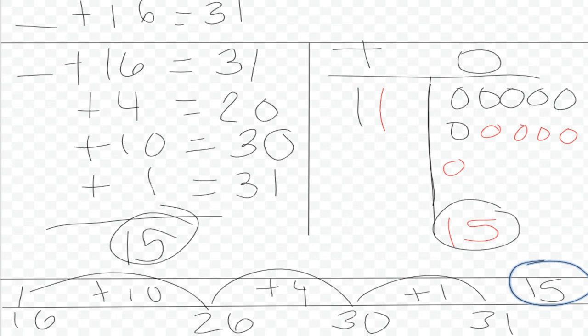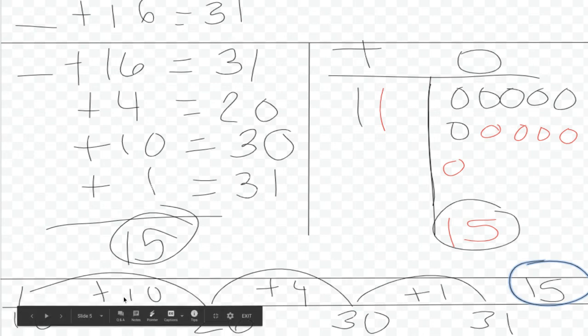Down at the bottom, I decided to use the number line strategy. So I began with 16. I added 10 more to get 26. I added 4 more so that I could get that nice decade number to get 30. And 1 more equals 31. When I count up the hops here at the top, I've got 10 plus 4 is 14. Plus 1 more is 15.